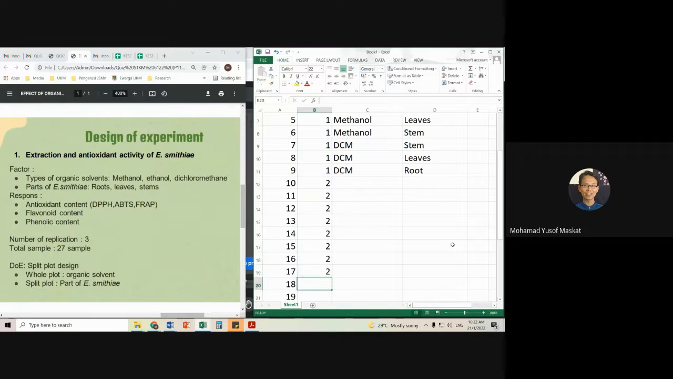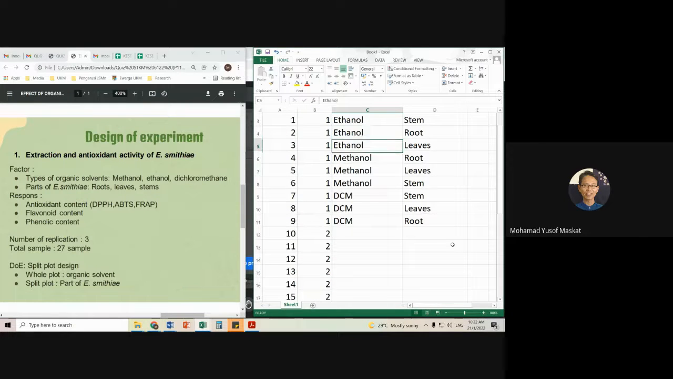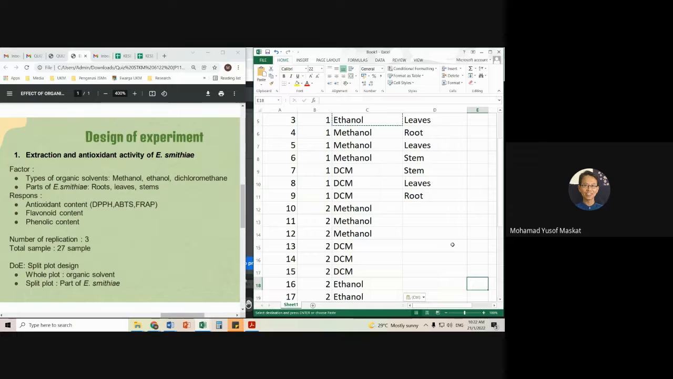Nine plus nine, 18. For the second rep, do not follow this sequence. You have to pick straws. For example, you pick one and you get methanol, then it will be methanol. Pick another straw, and then it comes out DCM, then you do for DCM. So all of these are your whole plot. And then of course, lastly will be for the ethanol.